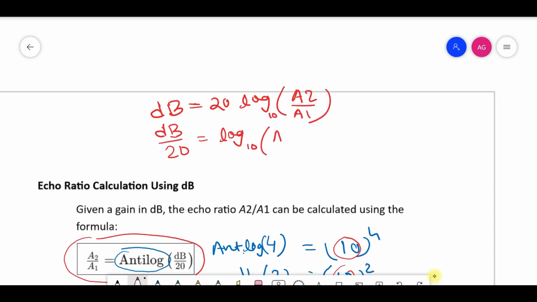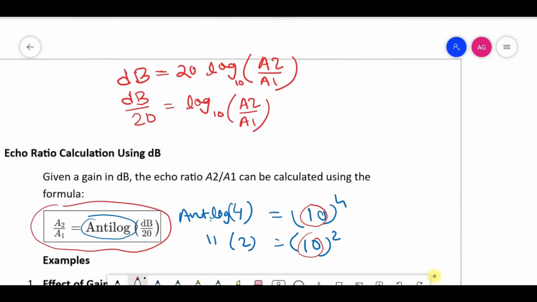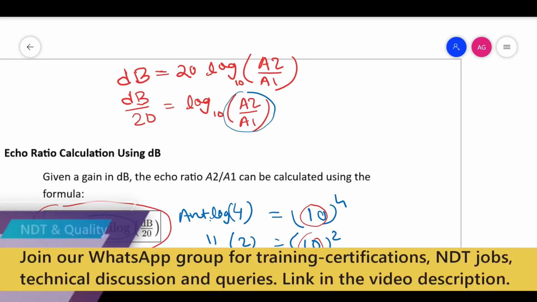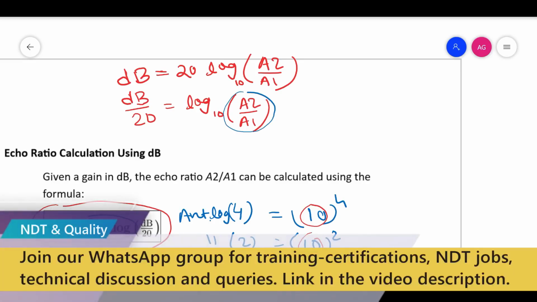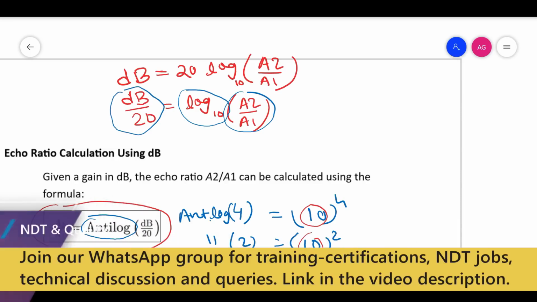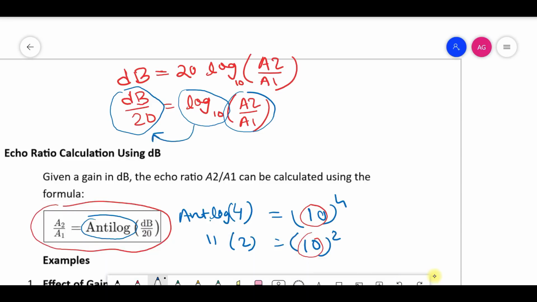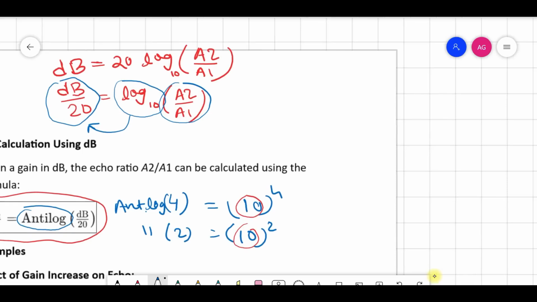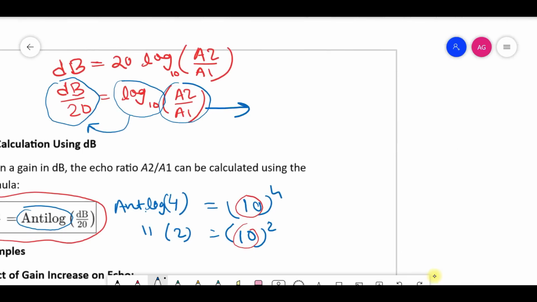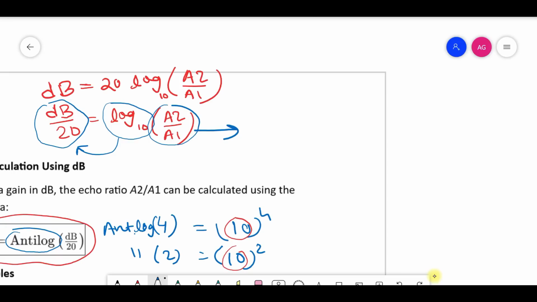So now we have to find the echo ratio here. Echo ratio means what? A2/A1. So for this I will have to find the log. This log with base 10 which is written, we will have to find. So to find the log, we will have to take the antilog of the value in front. Okay, so simple. If you calculate it further and simplify it, then A2/A1 equals antilog of dB/20. This is how you will get it.